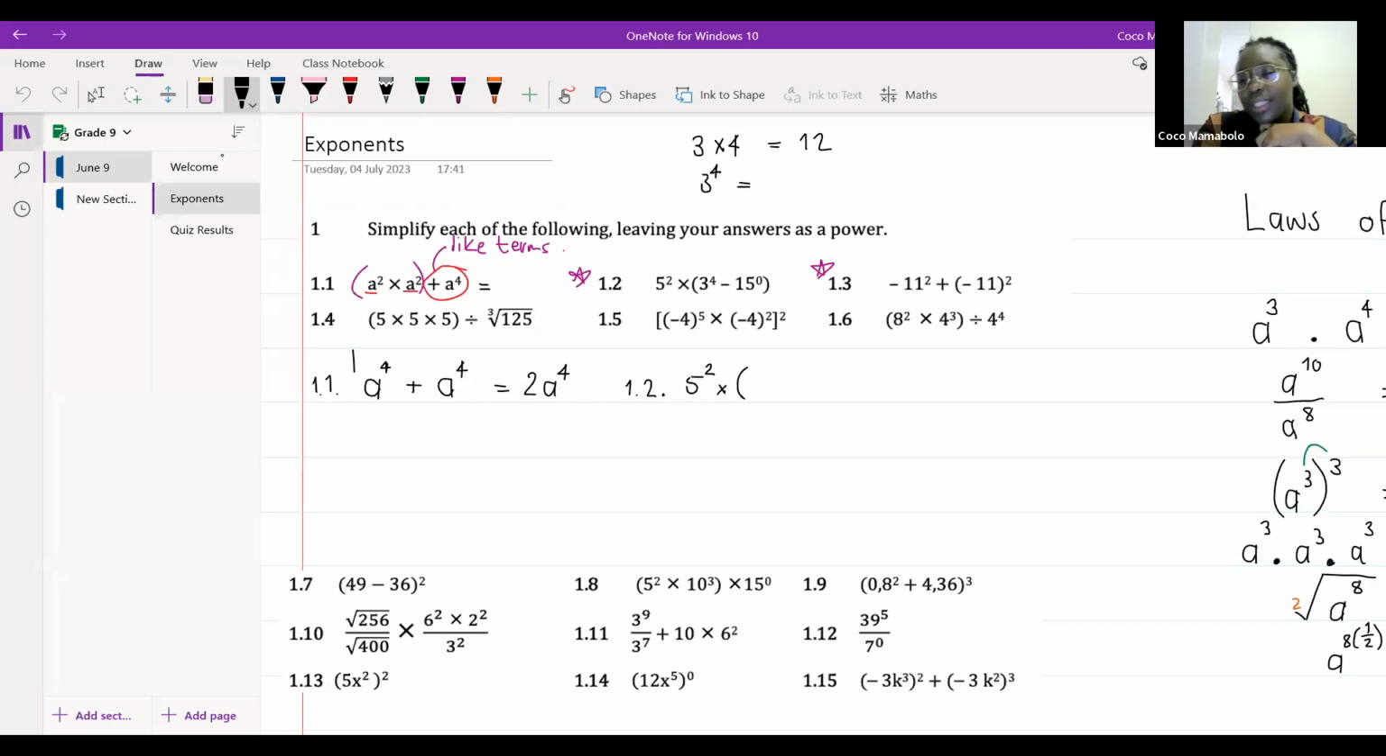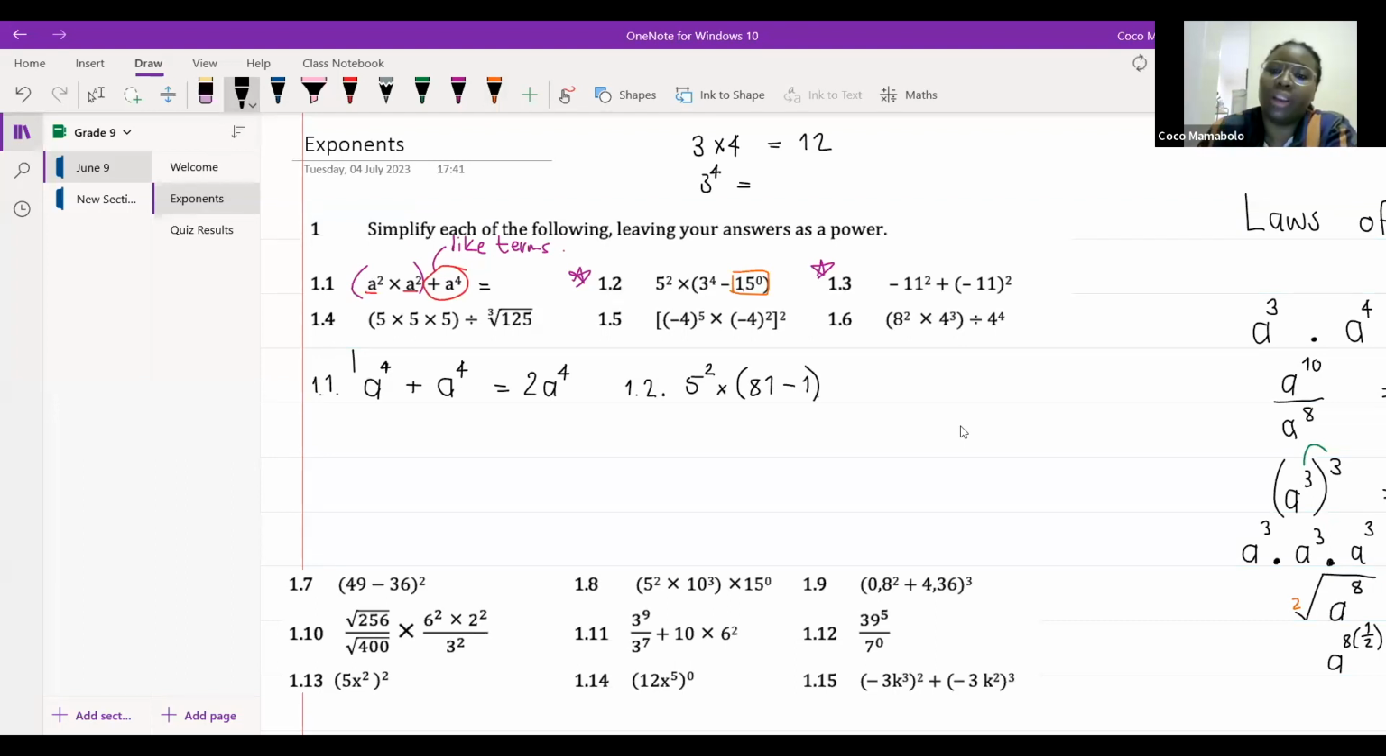Have you figured it out yet? If you're stuck, everybody in the chat is helping you out. Okay. 81. Good, it's 81. 81 minus... Now, what about 15 to the power of 0? It's going to be 1. Beautiful, because we know anything to the power of 0 is 1.